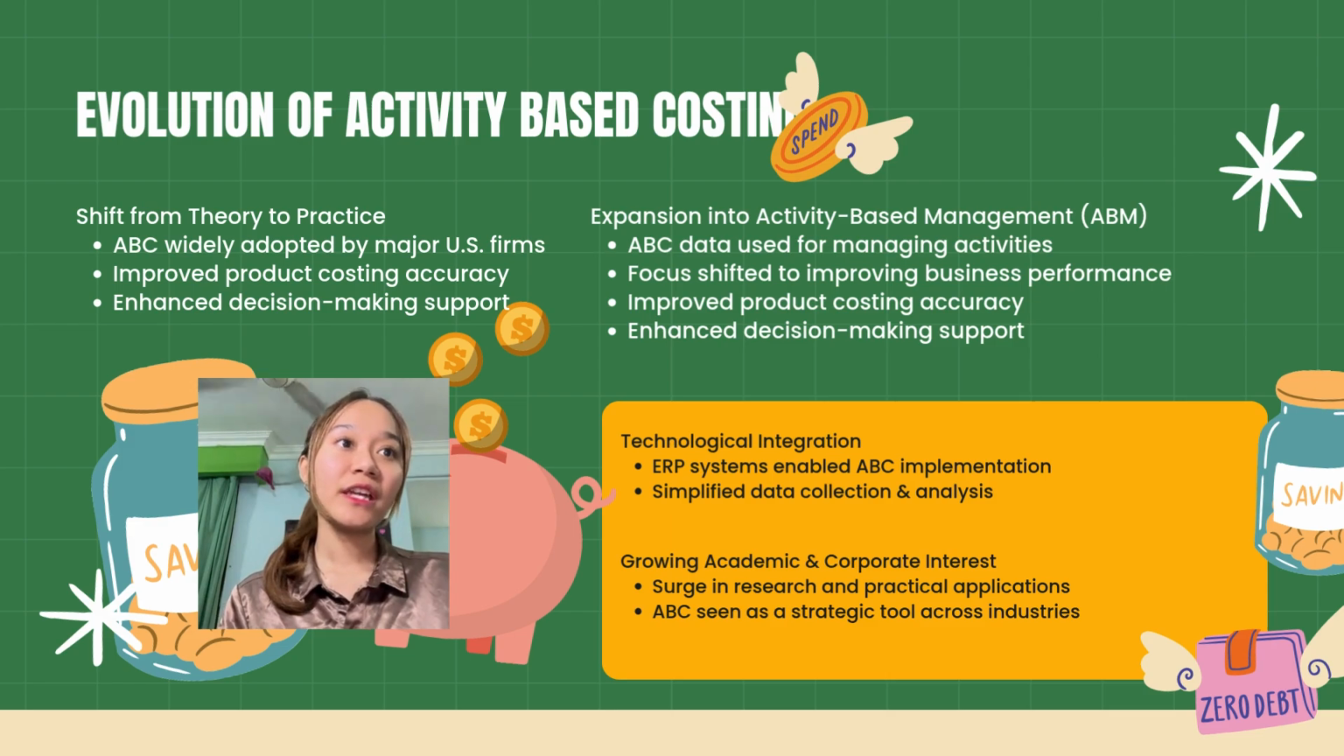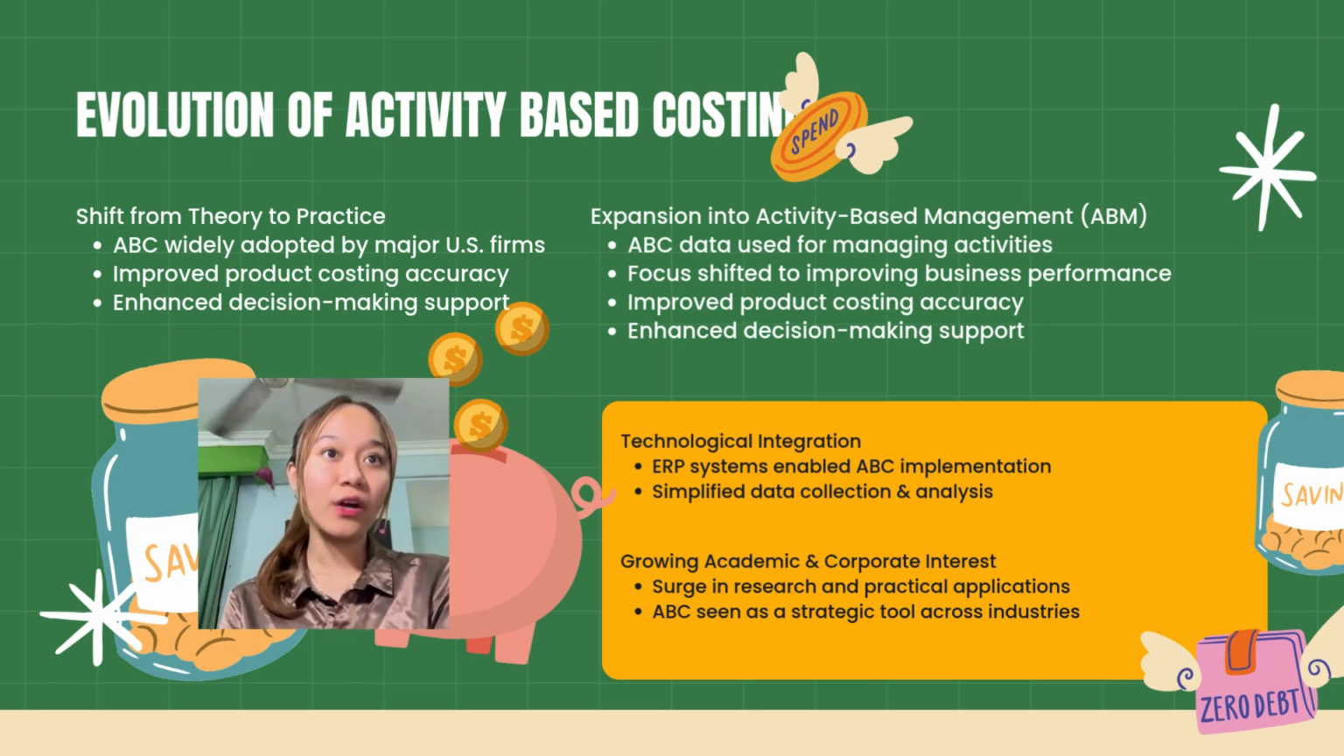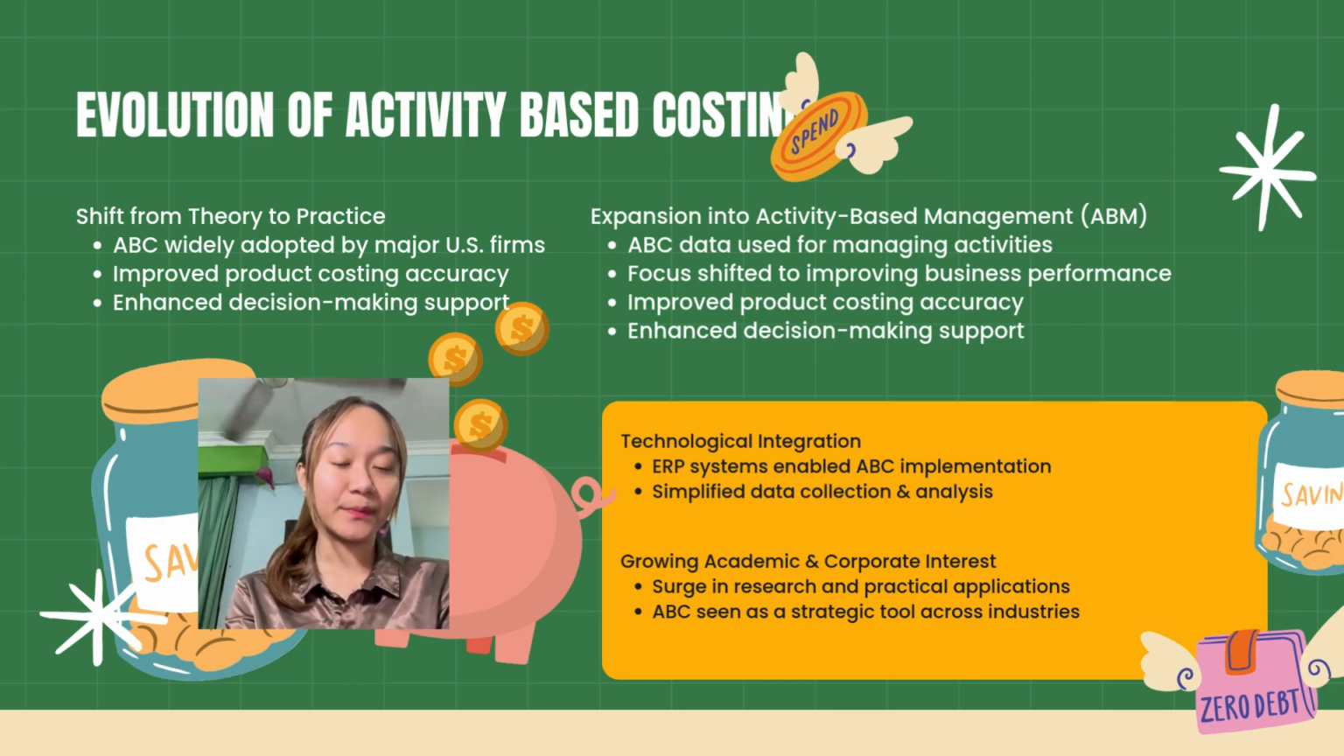Instead of allocating overhead broadly, ABC assigned costs based on actual activities that drive those costs. This allows firms to identify which products or services were truly profitable and which were not. As companies saw the value of ABC, it naturally evolved into something broader, activity-based management or ABM.